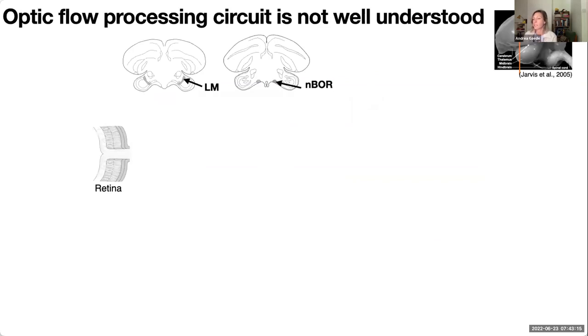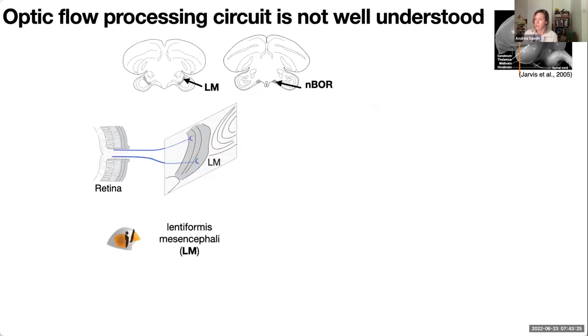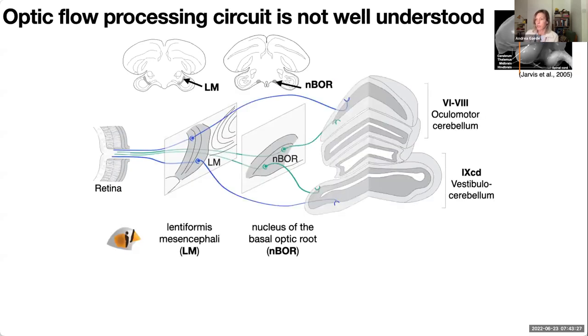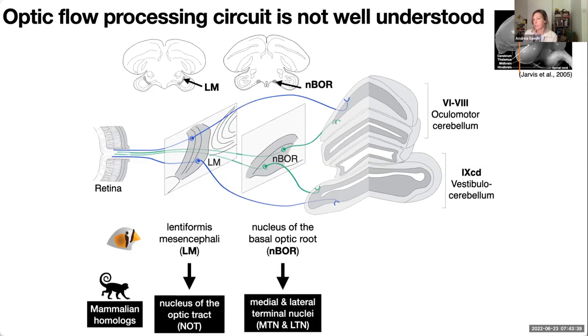The optic flow processing circuit is not very well characterized in birds. The LM and nBOR both receive direct input from the retina, and then they project to premotor areas like the inferior olive and cerebellum, which are important for sensory motor integration. The LM and nBOR also have homologous structures in mammals, so it's a conserved circuit, and these cells are likely important for stabilization in flight.